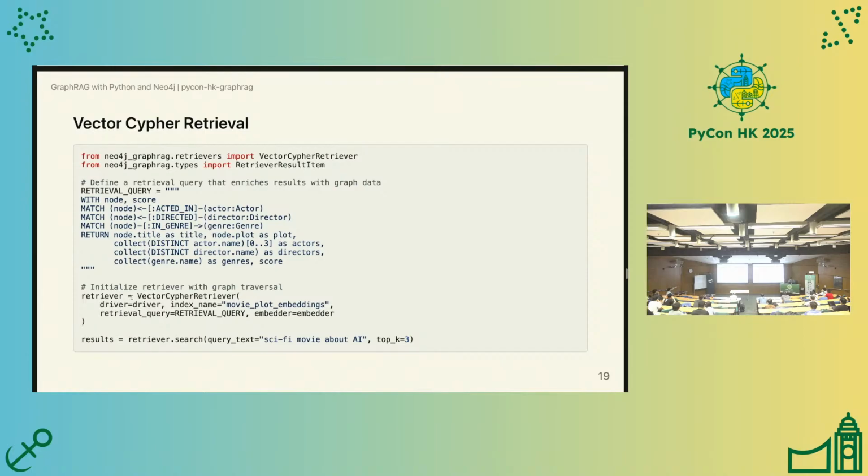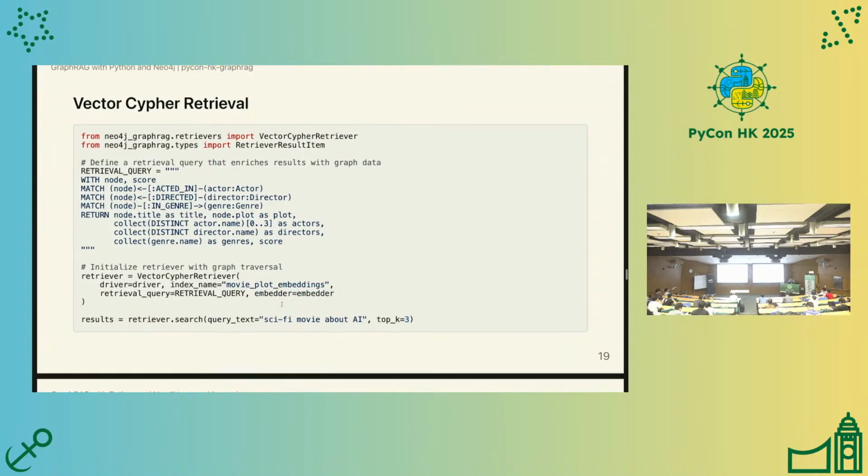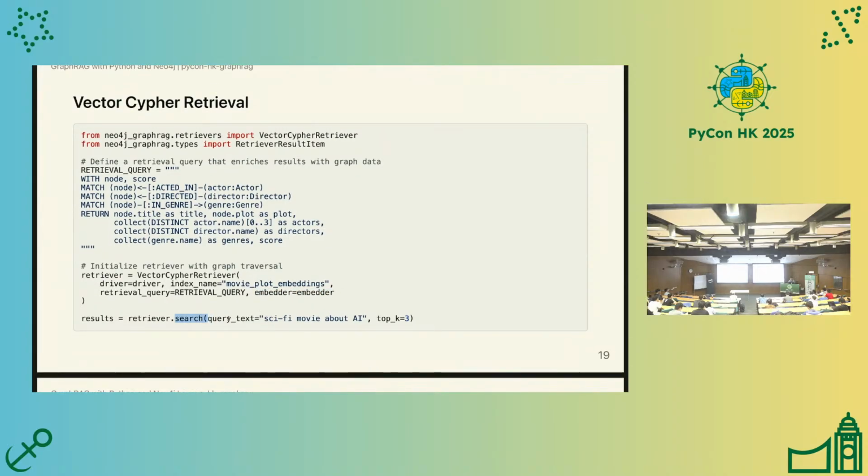And then we just define a vector Cypher retriever using our driver, the vector index name, the retrieval query, and the embedder to embed the query text. And then you can just use the search method to get the results. And also you can specify some extra parameters like top k here.